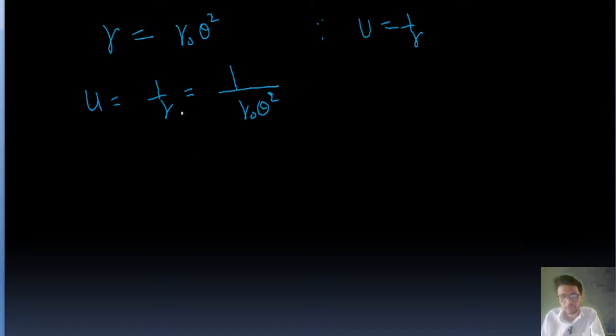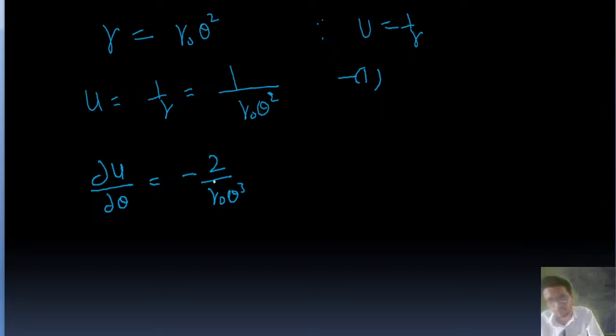Now we have this. Let's say this is equation 1. Now we'll write du upon d theta. Du upon d theta is going to be minus 2 upon r naught theta cube. We have just differentiated this expression with respect to theta, right? Simple differentiation, theta will go up, theta to the power minus 2 into n, minus theta to the power n into n minus 1, right?